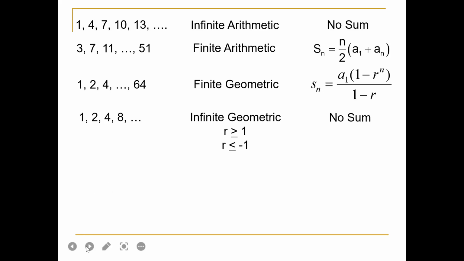Okay, next, 3, 1, 1/3, 1/9, 1 over 27. So we have ellipses, so it's infinite. Do they have a common ratio? 1 divided by 3, so 1/3. 1/3 divided by 1, it's 1/3. 1/9 divided by 1/3, it's 1/3. 1 over 27 divided by 1/9, still 1/3. Okay, so this is infinite geometric, and the value of r is 1/3.